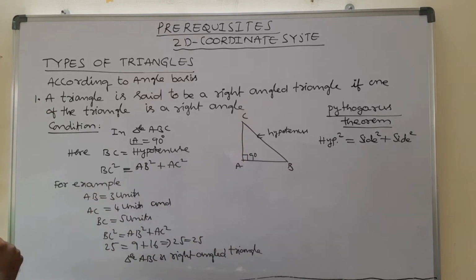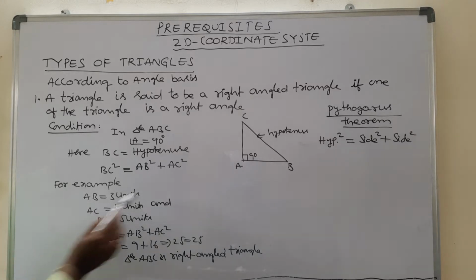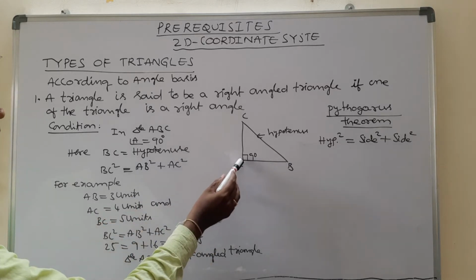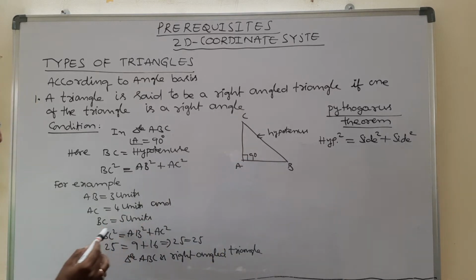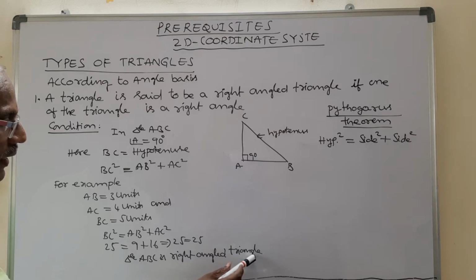This is the condition. For example, here side AB equal to 3 units, side AC equal to 4 units, and side BC equal to 5 units. Here the largest length is BC, so BC is the hypotenuse. BC square is equal to AB square plus AC square. Apply the values: 5 square is 25, equal to 3 square 9 plus 4 square 16. 9 plus 16 is 25. So 25 equals 25, and the condition satisfies the Pythagoras theorem. Then the triangle ABC is right angled.